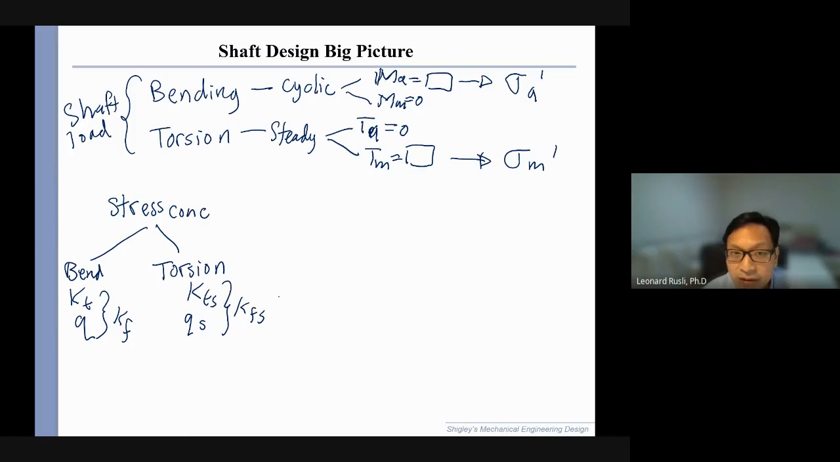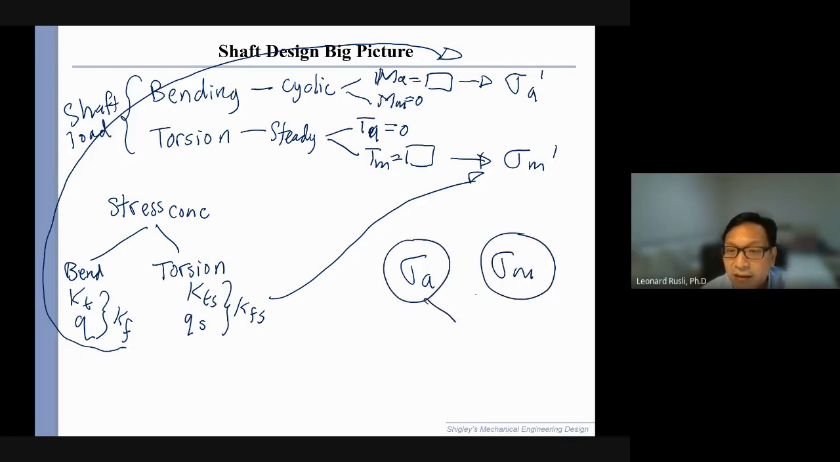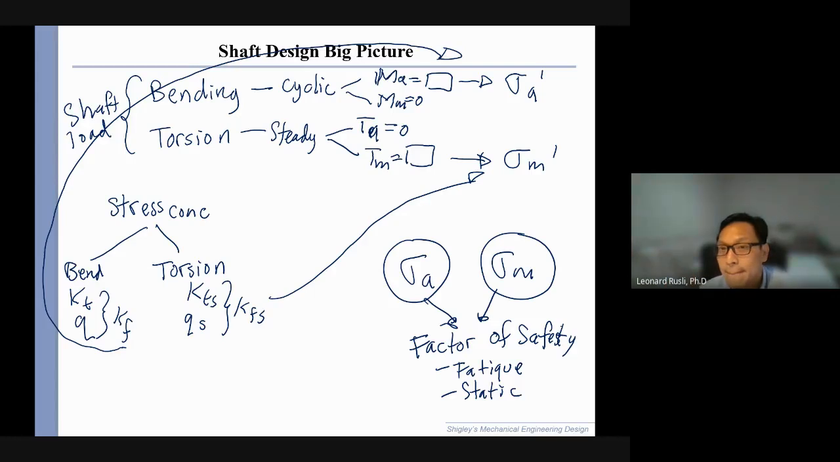All right. So KFS feeds to the torsion part. This feeds to the alternating moment. Okay. And finally, this alternating and mean, they combine to find the factor of safety. And factor of safety, you check for fatigue and you check for static failure. Okay? That's kind of the big picture or summary of the procedure in doing shaft design.